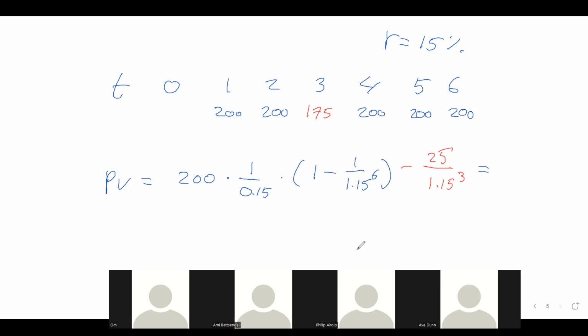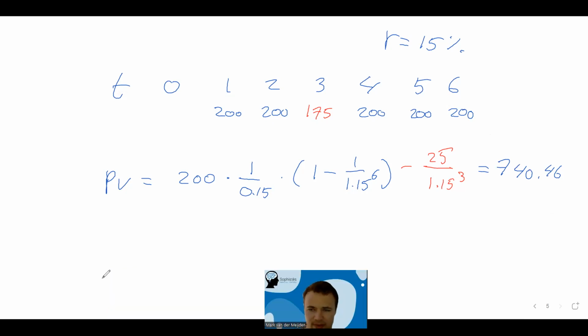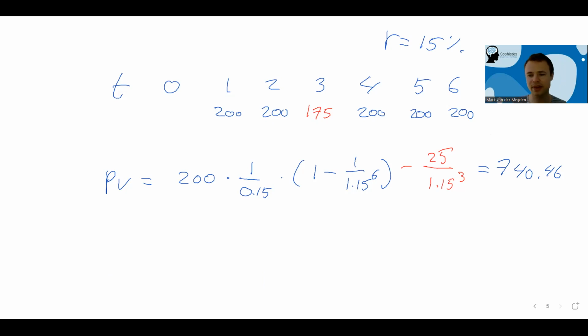740.46. So what did you say, Philip? 740.46. Sorry, I don't hear you. How many hundreds? What, 200? 740.46. Yes, I also get that. Very good, Philip. And you round it to a 6 indeed. Okay. Very good. Is this clear for you guys?